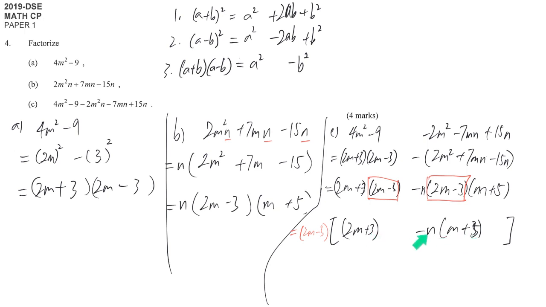After that, there may be something we can simplify, so we may just remove the bracket and see whether we can simplify them. What is inside this bracket is 2n plus 3 minus nm minus 5n. We find that all 4 terms are unlike terms. That means you can't combine them together. So we will consider this the simplified result. That's how you get all 4 marks.